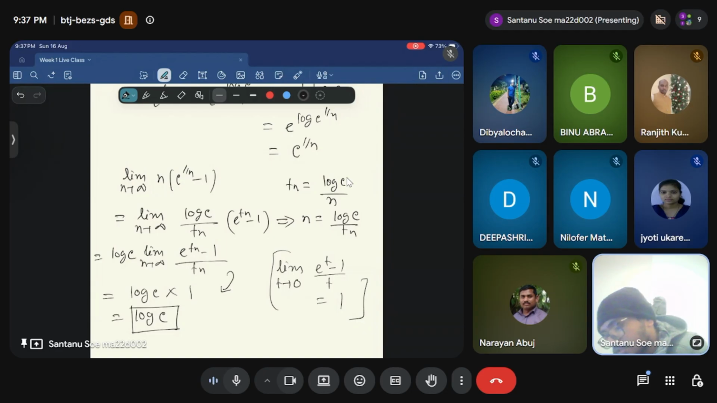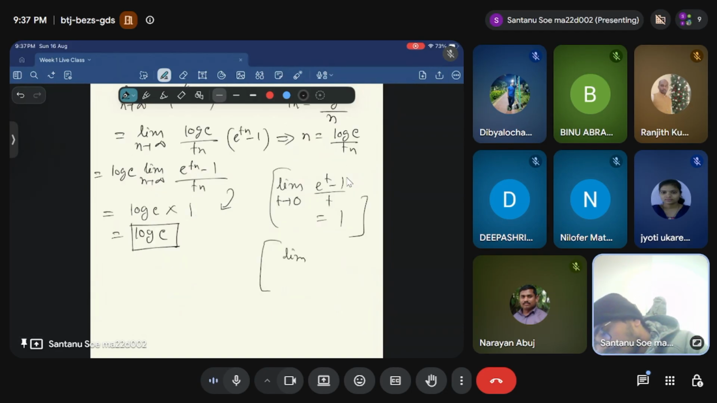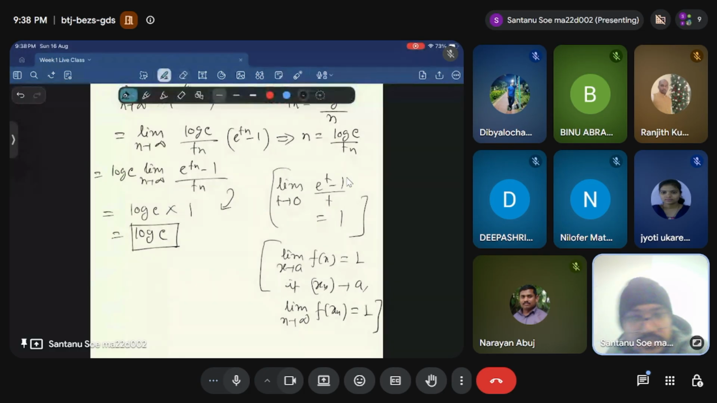Okay, so the sequential criteria of limit looks like this. If the limit as x tends to a of f of x is L, then if xn converges to a, let's say there is a sequence xn, then the limit as n tends to infinity of f of xn will be L. This is what I am using. This is called the sequential criteria of limit. Similarly, there are sequential criteria for continuity, so that you will be seeing later.